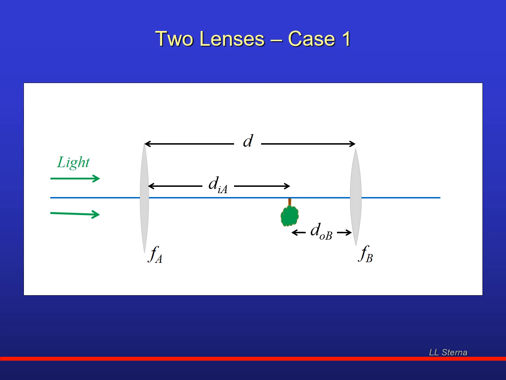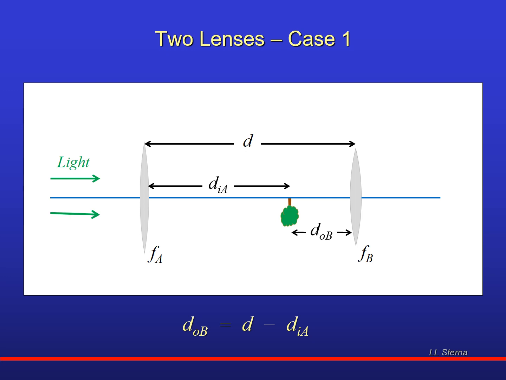Now, what's d sub O B? Well, if you look at this picture, it should be apparent that d sub I A plus d sub O B equals d, the separation. Therefore, the object distance to the second lens is d sub O B equals d minus d sub I A. That should be very evident from looking at the picture. I call that case 1.